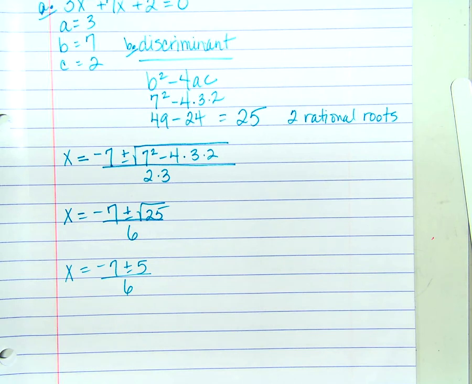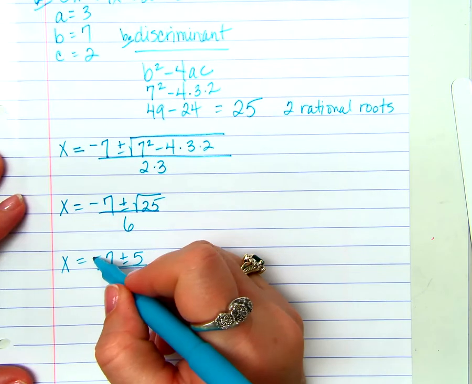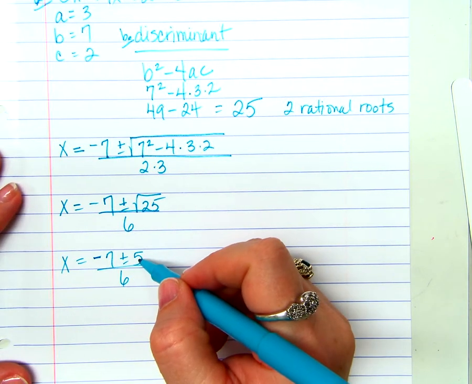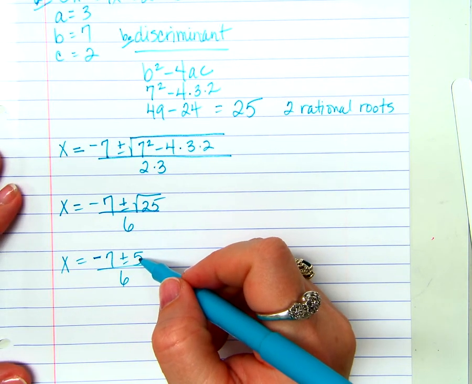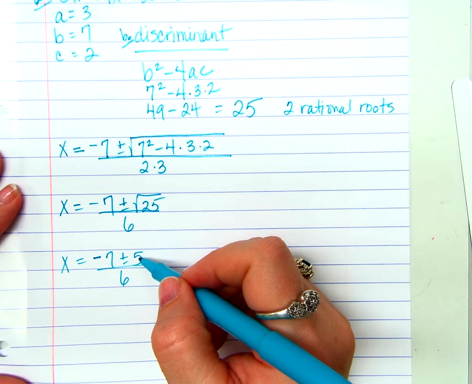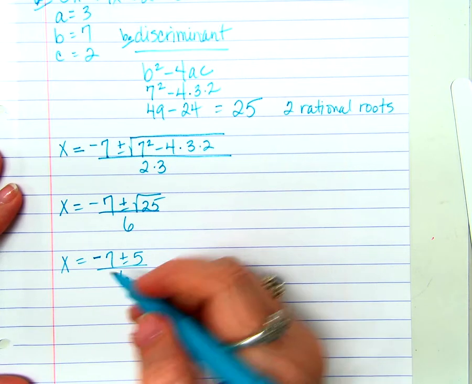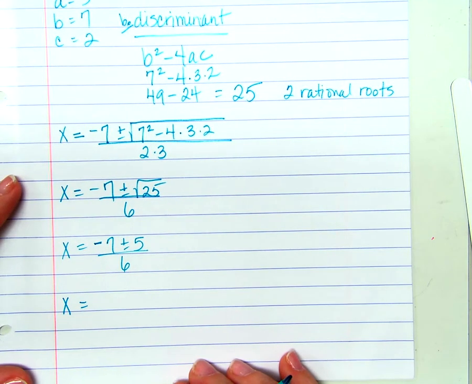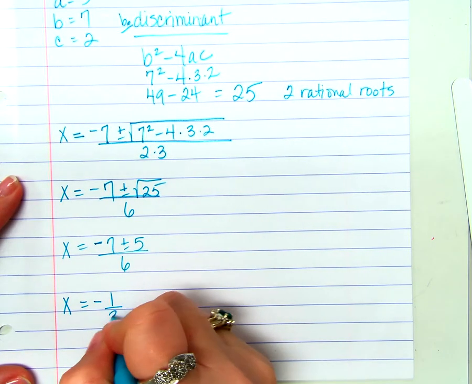I got one more step, don't I? I have negative 7 plus 5. What is negative 7 plus 5? Negative 2 divided by 6. What is negative 2 divided by 6? Negative 1/3. Excellent.